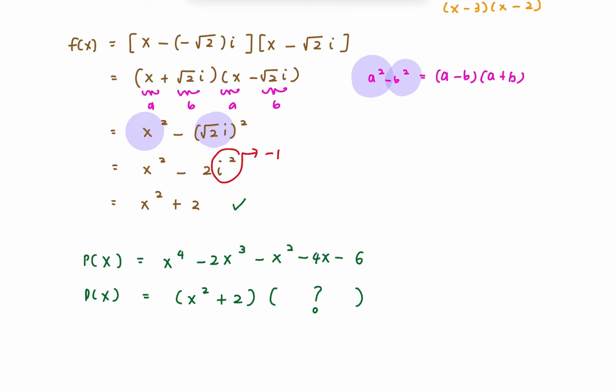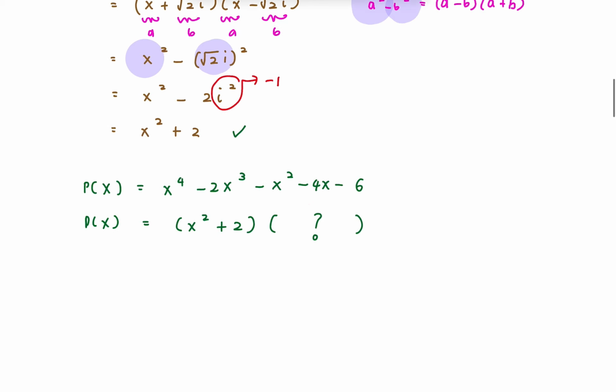So how do you get the unknown here? To find that unknown, if you bring x squared plus 2 to the other side, you will have division. So P(x) divided by x squared plus 2, you will have the answer for this unknown. Okay. So you learned before the method of how to divide two polynomials. Can you use synthetic division for this question? Cannot, because this is quadratic. So the only method is the long division method.